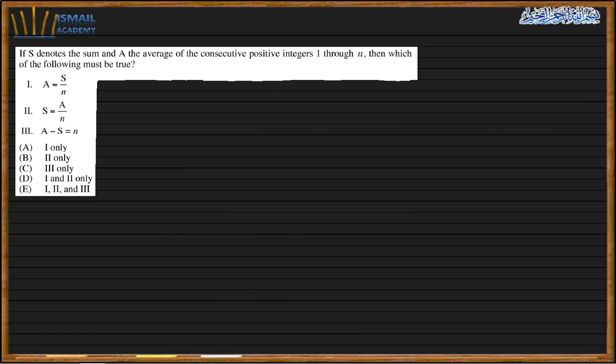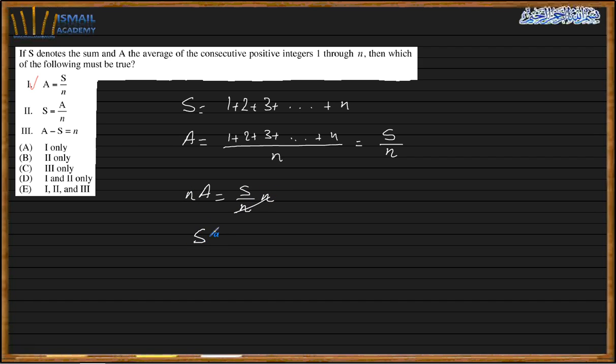Next question. Let S denote 1 plus 2 plus 3 plus up to n, and A is 1 plus 2 plus 3 plus up to n over n. As you see here, this is the same thing as S, so I can write this as S over n. Which of the following must be true? We have A is S over n. Yes, we just did it. So this is true. S is A over n? No, it makes no sense, because if I have A equals S over n and I multiply both sides by n, S will be n times A, not a fraction. So this will not work.